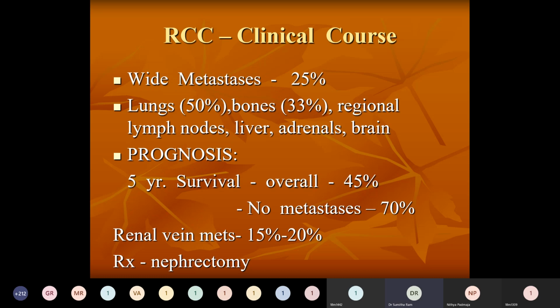Now, 25% of the cases will show wide metastasis, and according to organ involvement, the most important organ wherein metastasis is seen is the lungs, in around 50% of the cases. Next is bones, around 33%, and then it can also involve the regional lymph nodes, liver, adrenals, and brain.